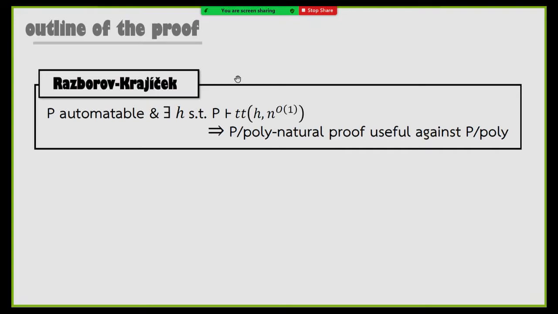I will now proceed with an outline of the proof with some historical remarks so that you actually see how our theorem arises from previous work. We build on the work of Razborov and Krajicek. In the 90s, Razborov showed that you can use natural proofs to derive unprovability of strong circuit lower bounds in certain fragments of bounded arithmetic under the assumption that strong pseudo-random generators exist. And around this time, Krajicek developed the notion of feasible interpolation, and he reformulated Razborov's result in this language. And what you see here is essentially this reformulation. This statement says that if you have an automatable proof system which proves efficiently hardness of some Boolean function, then you can extract from it a P/poly natural proof useful against P/poly.